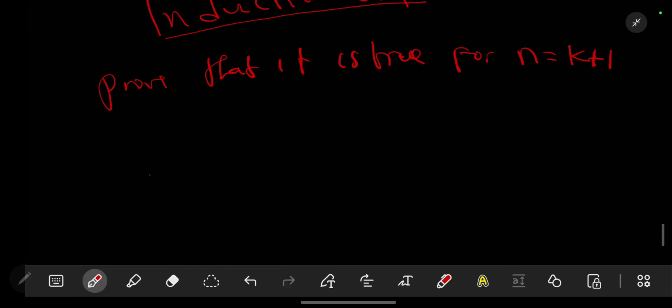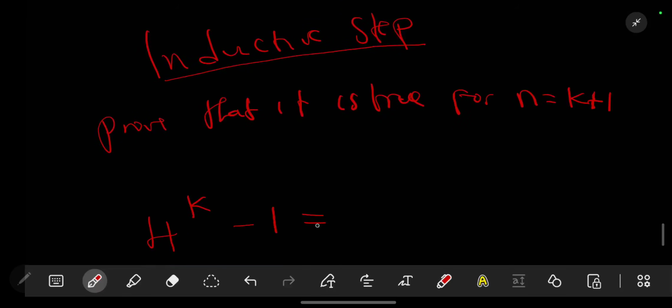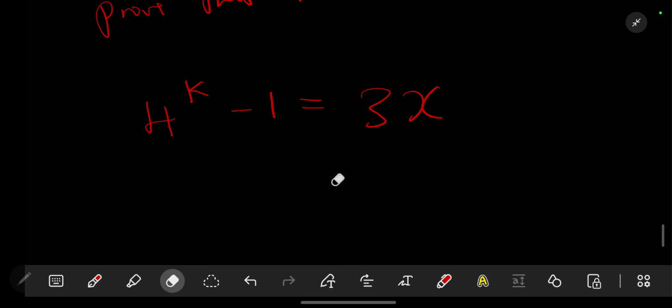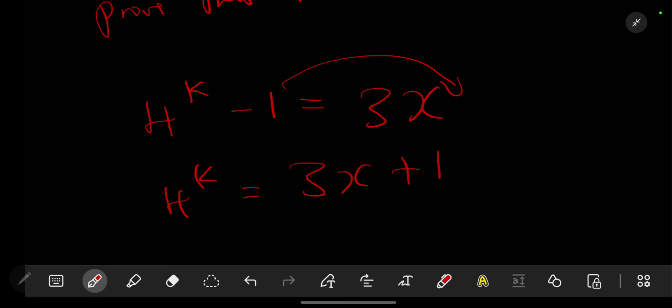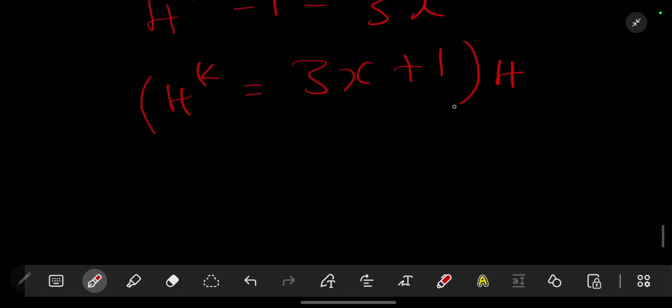So where you are going to take your 4 to the power k minus 1 should be equal to 3x like that. So what you're going to do is multiply. But before that, let's take the 1 to the other side. Always take the 1 to the other side. But if you take it later, it will still work. So we have 4 to the power k should be equal to 3x plus 1. From here, always the one with the power k is the one that you multiply. So you're going to have 4 multiplying everything. So that 4 times this will be 4 times the 4 to the power k.